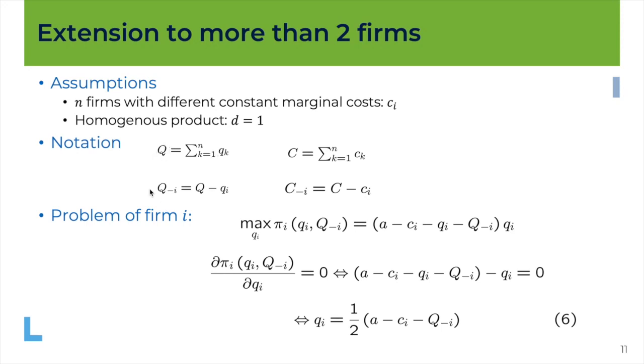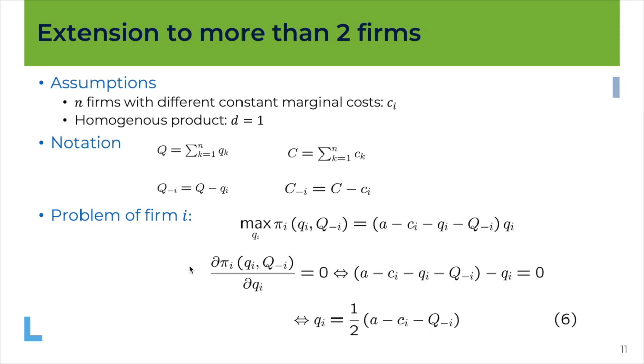We need to introduce some notation. I just raise your attention on this notation here. Q minus i is the total quantity produced by the other firms, but firm i. Okay, so Q being the total quantity, the sum over all firms, if you just subtract the quantity of firm i, you have the total quantity of the other firms. Okay, and we do the same to denote the costs. The sum of the marginal cost of all firms is C, and the sum of the marginal cost of all firms but firm i is C minus i.